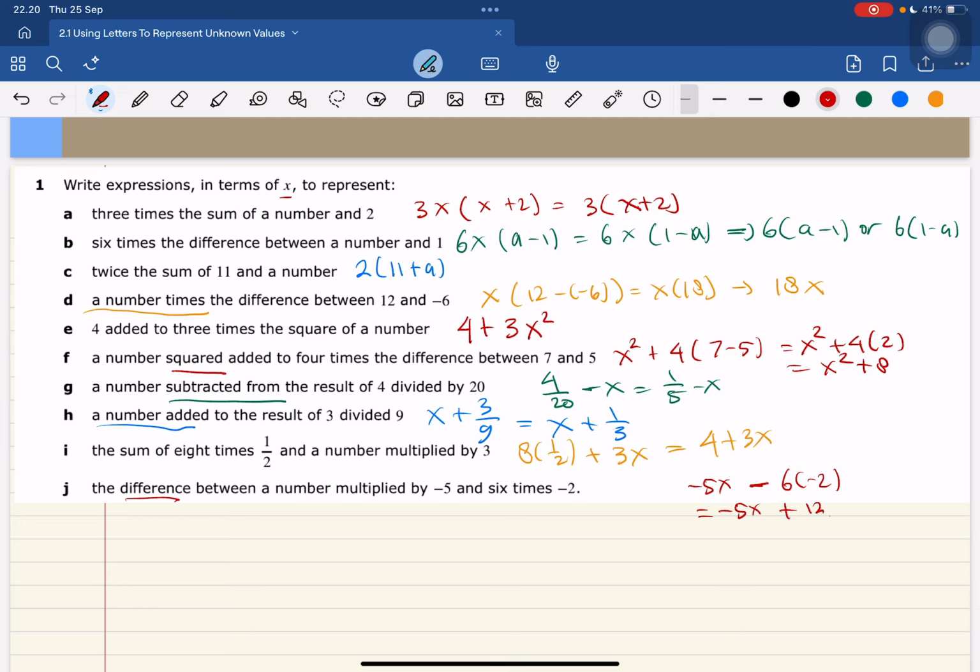Or we can make it opposite, because this is the difference. We can decide which one is first and the second. So 6 times minus 2, minus minus 5x. So it's going to be minus 12 plus 5x. Two of them are correct.